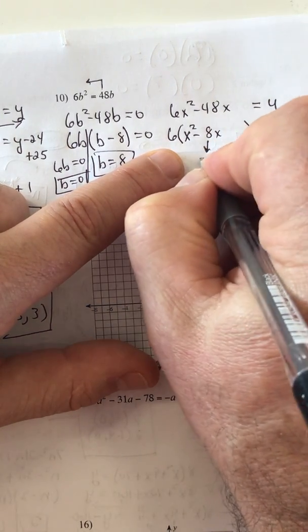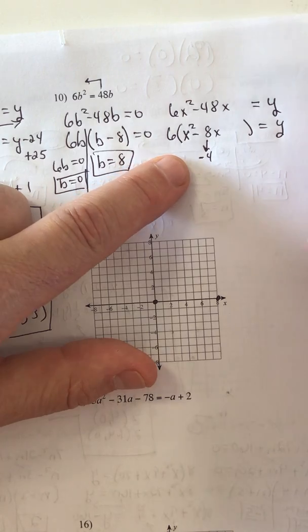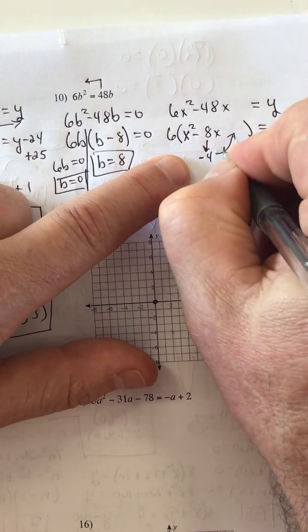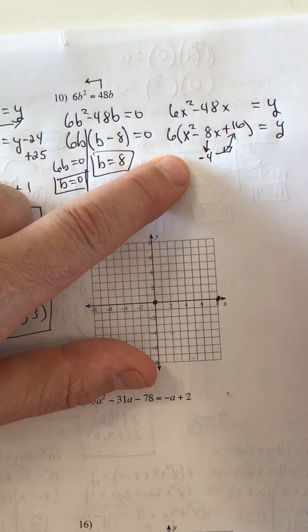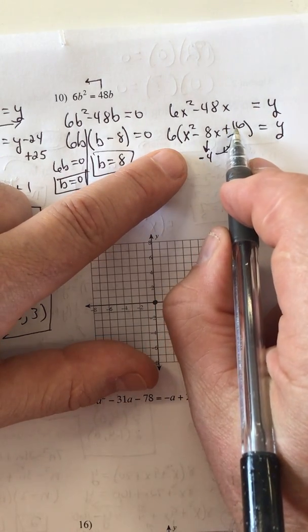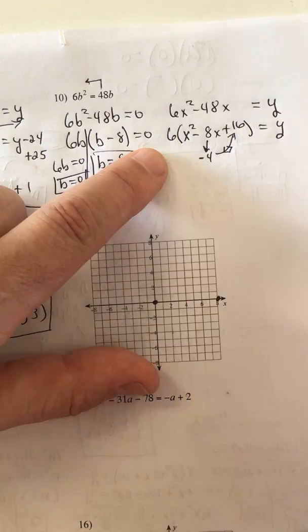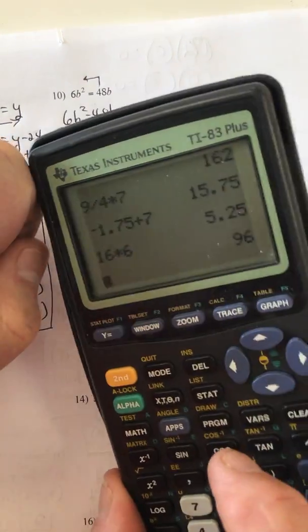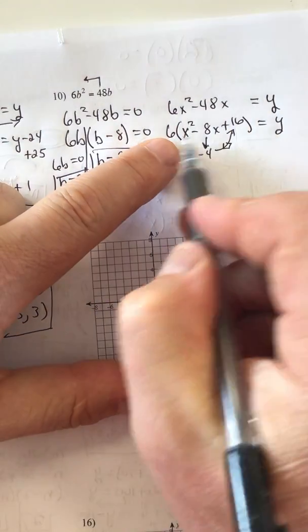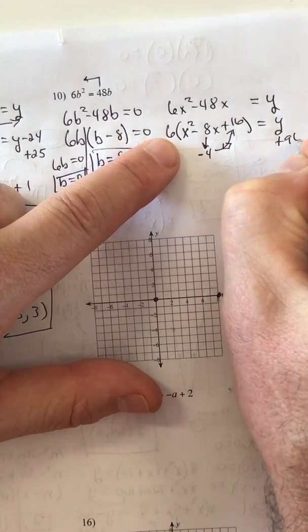Take the 8 and cut it in half. So -8 cut in half is -4. -4 squared is 16. Okay, I really didn't just add 16. I added 6 times 16. So really I added 96. So if I add 96 over here, we'll add 96 over here.